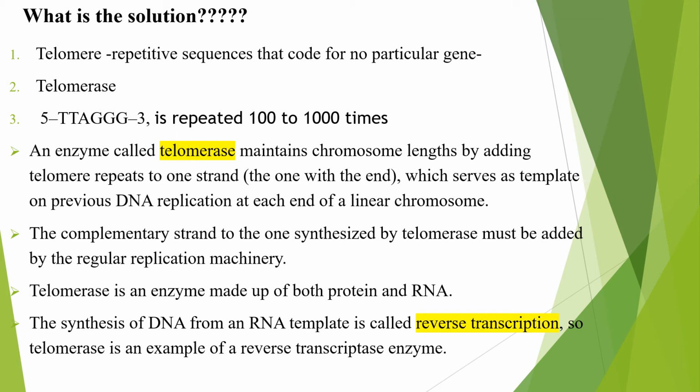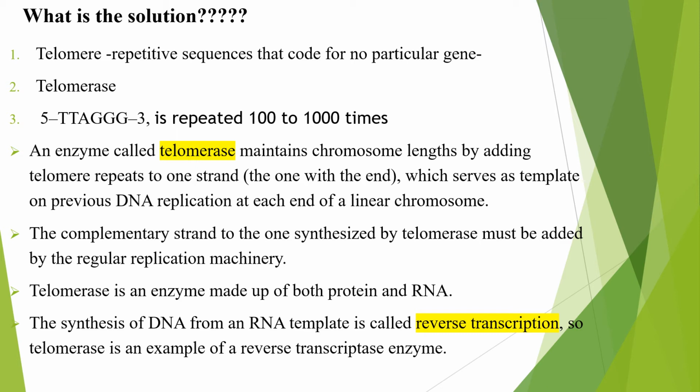Now, telomerase is a unique enzyme which is made up of both a protein component as well as an RNA component. Most of our enzymes are protein in nature. There are a few enzymes which are also ribozymes, that is RNA in nature, but this telomerase is made up of both protein and RNA. The protein part will do the catalytic activity, that is it will perform the polymerization activity, and this RNA will provide the primer. So both our problems are solved.